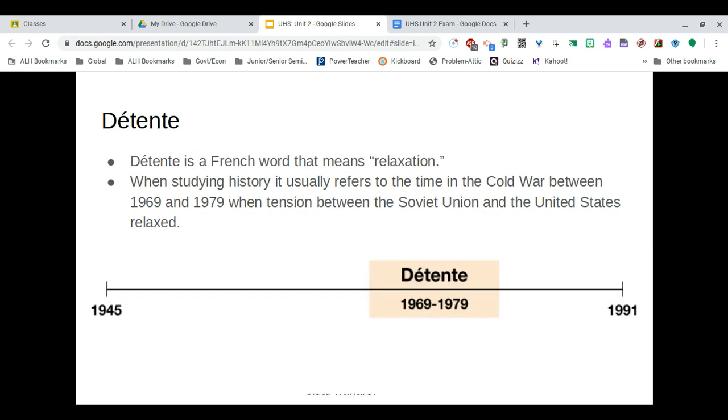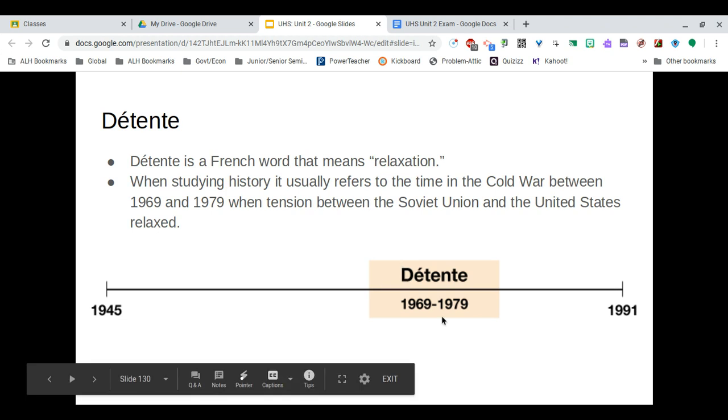So we enter a period known as détente. It's a French word that means relaxation, and we tend to refer to it between 1969 and 1979, when the Soviet Union and the United States relaxed their tension. They start actually opening some trade. They start actually speaking to each other, and it makes things flow a little easier. So détente is this very short 10-year period right in here.